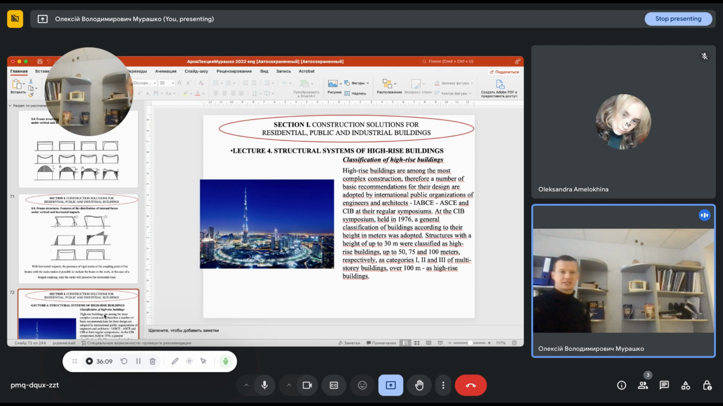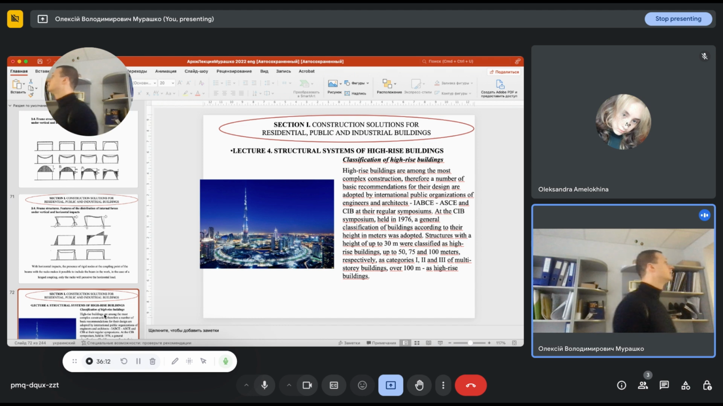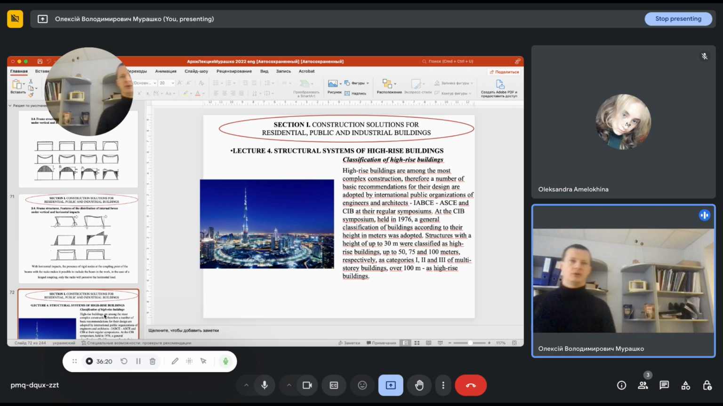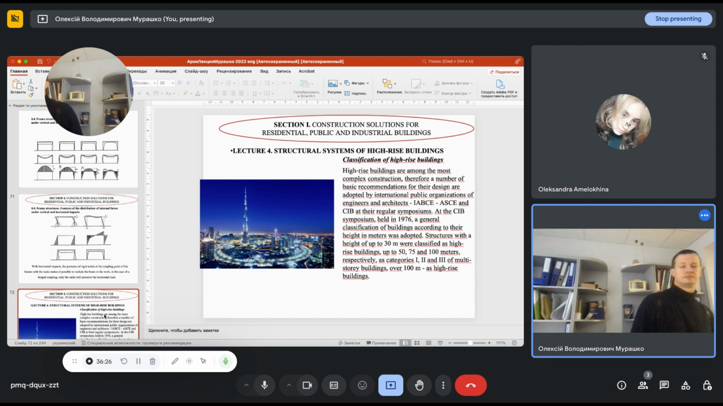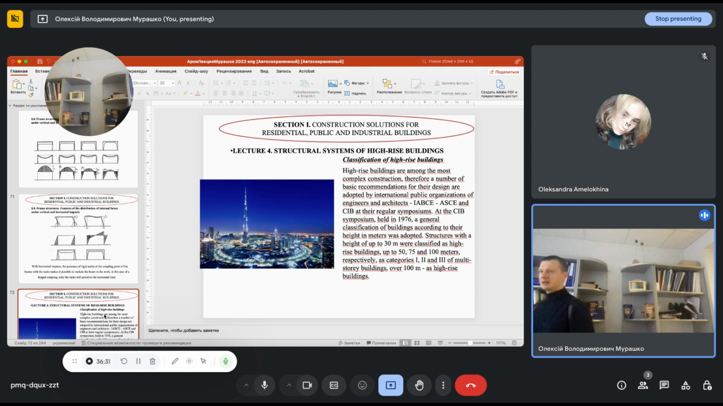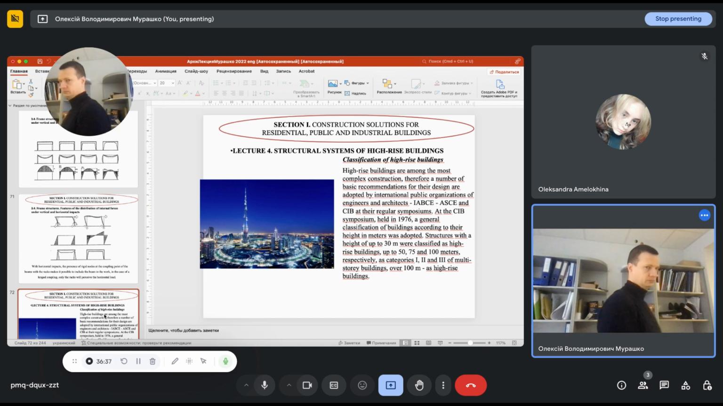The third lecture. The next topic that we have to discuss today is lecture number 4, and it is connected with high-rise buildings. Do you have any questions about the previous lecture, the third lecture, beams and frames? Is everything clear? Alexandra, hello? Alexandra? So I hope you understood everything very well and clearly.